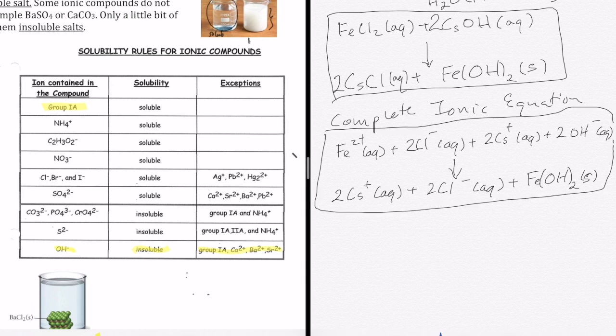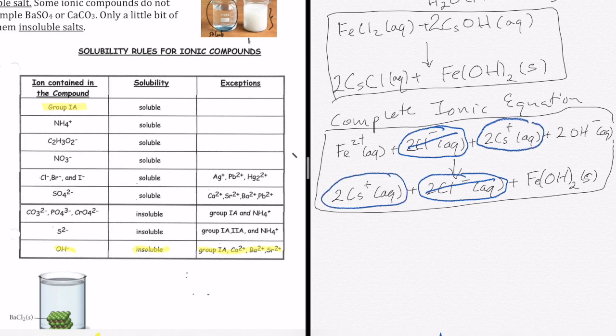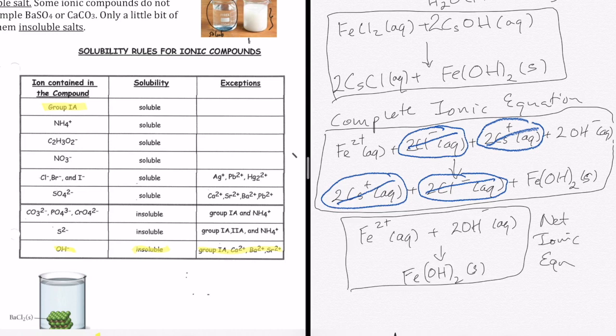At this point, what I need to do is highlight my spectator ions and cancel them out. So I can see that Cl- exists on both sides of the equation, and it's the same number, so I'm going to cancel those out. Cesium also exists on both sides of the equation, so I'm going to cancel that out as well. That leaves me with my net ionic equation, which is just Fe2+ aqueous plus 2OH- aqueous forming Fe(OH)2 solid.